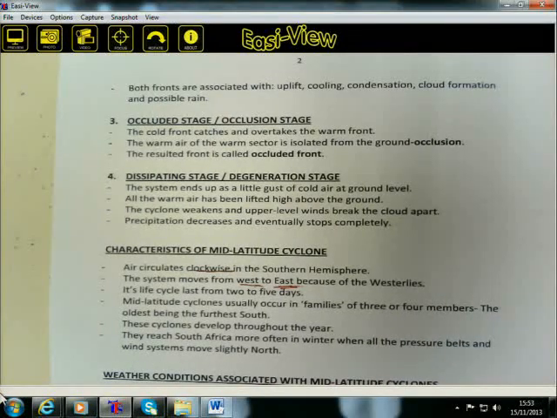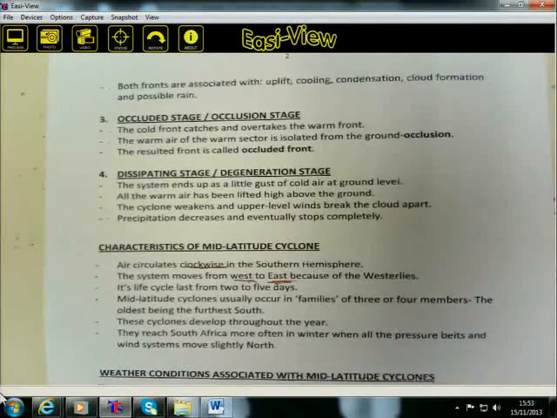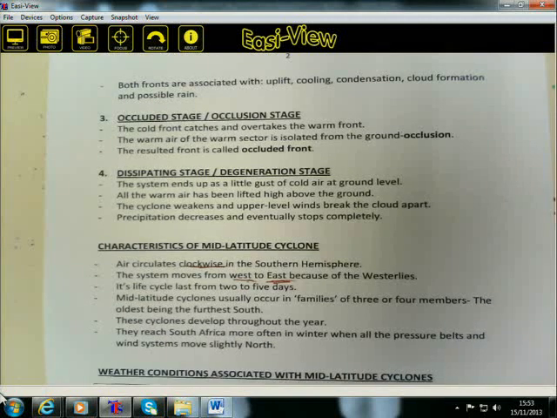The movement of the system is from west to east. This is where the learners like to confuse the two. We are saying the air around the system is circulating clockwise in the southern hemisphere.